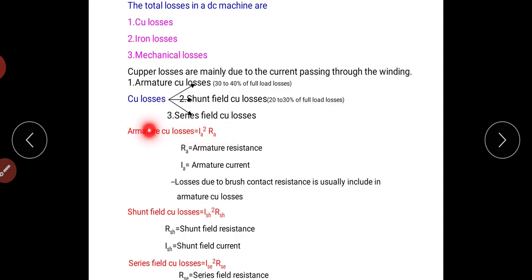First, armature copper losses. Copper losses equal the formula current squared into resistance, I squared R.